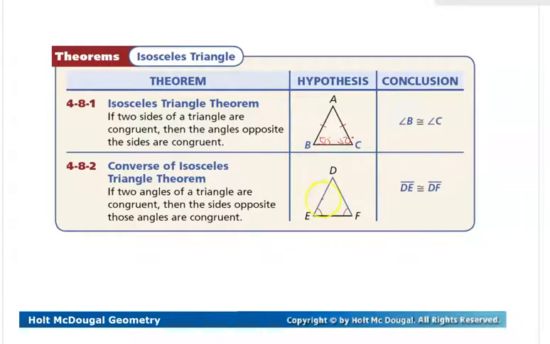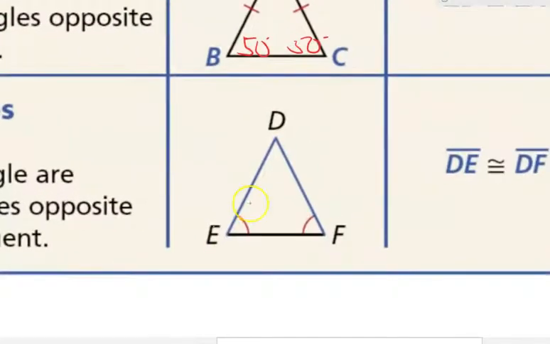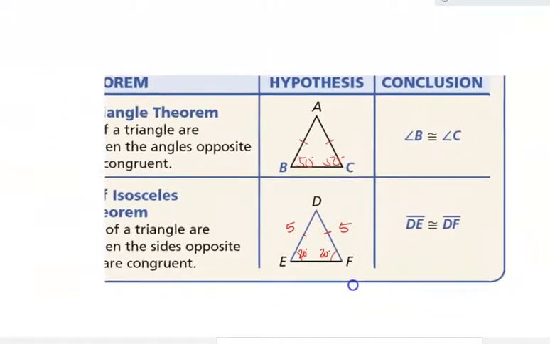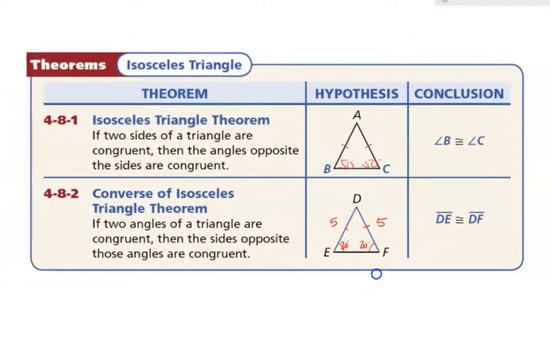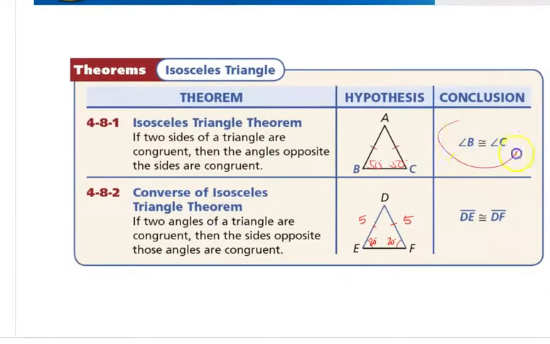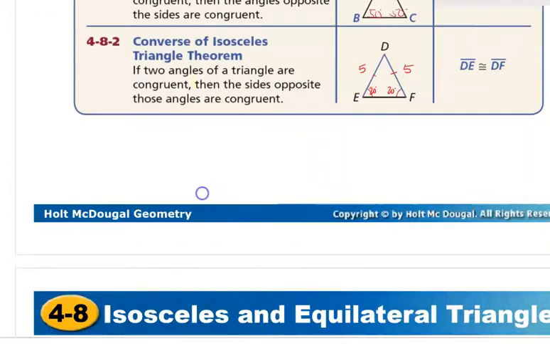The converse tells us that if we have a triangle and the two base angles are congruent, so if we got 20 degrees and 20 degrees, we can say, well, this is isosceles. These sides are congruent. So if we have these base angles the same, and maybe that's 5, we can conclude that this is also 5. So the original is sides are congruent, therefore angles are congruent. The converse is angles are congruent, therefore sides are congruent. And if you get lost, you can look in your book, just the conclusion. We're concluding that the angles are congruent here. We're concluding that the sides are congruent here.